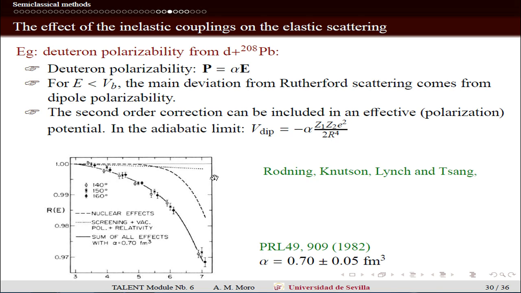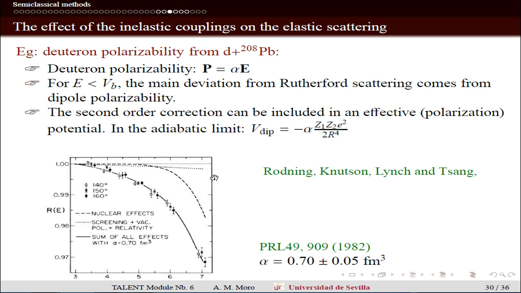This transparency is dedicated to Jeff. This is the polarizability of the deuteron. This is an old problem. This is an example of this second order effect on the Coulomb interaction.